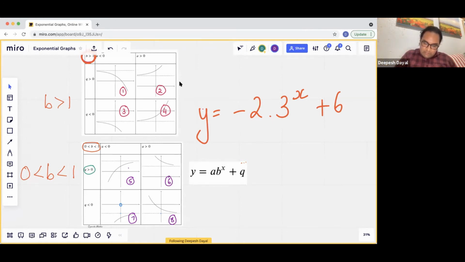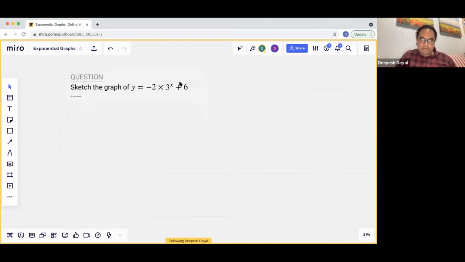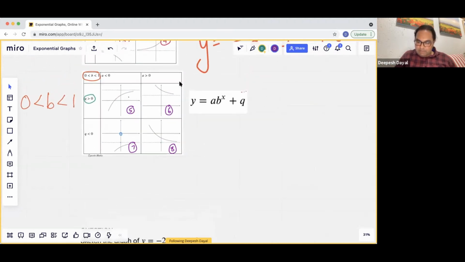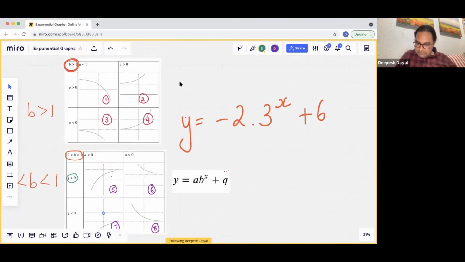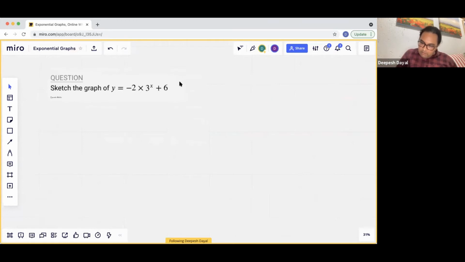Okay, so we said A is negative, B is greater than 1, and Q is positive. Yay, so that is right. It is indeed 1. So we can go back down here and say that if we had to draw this, it must end up looking like 1, right? And what did 1 look like? 1 looked like the graph was going like that, right? Okay, so if we end up drawing, we're just going to make a note here on the side and say, hey, we think that if we had to draw this, the graph will ultimately look like this.